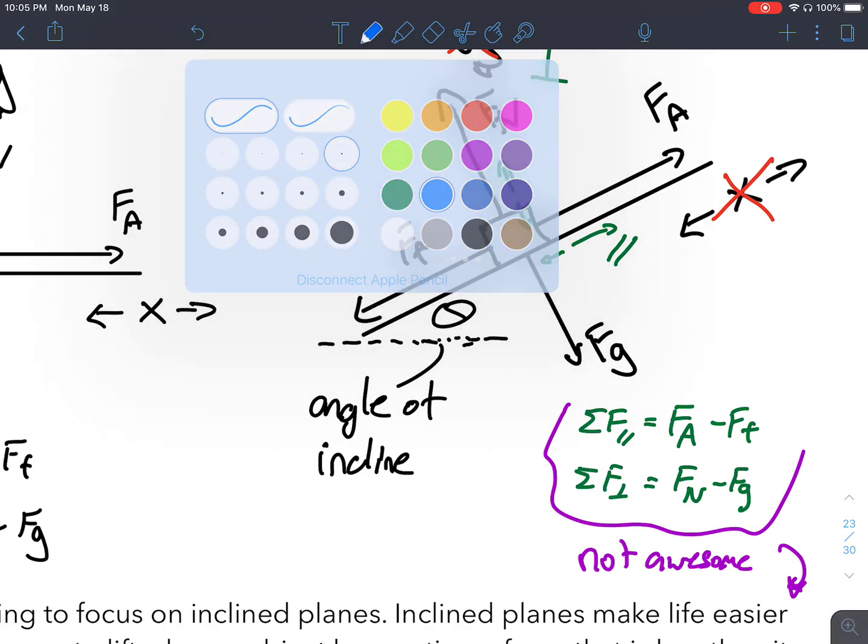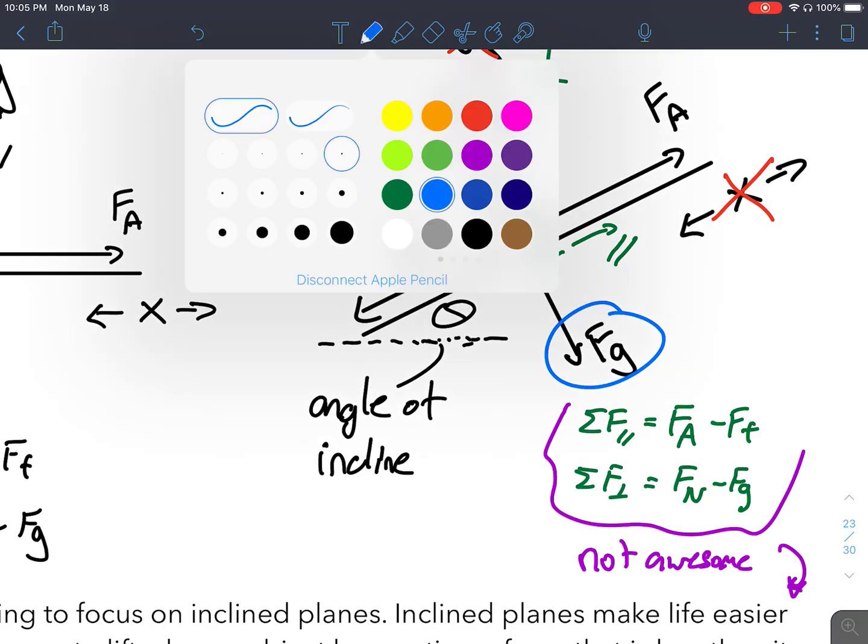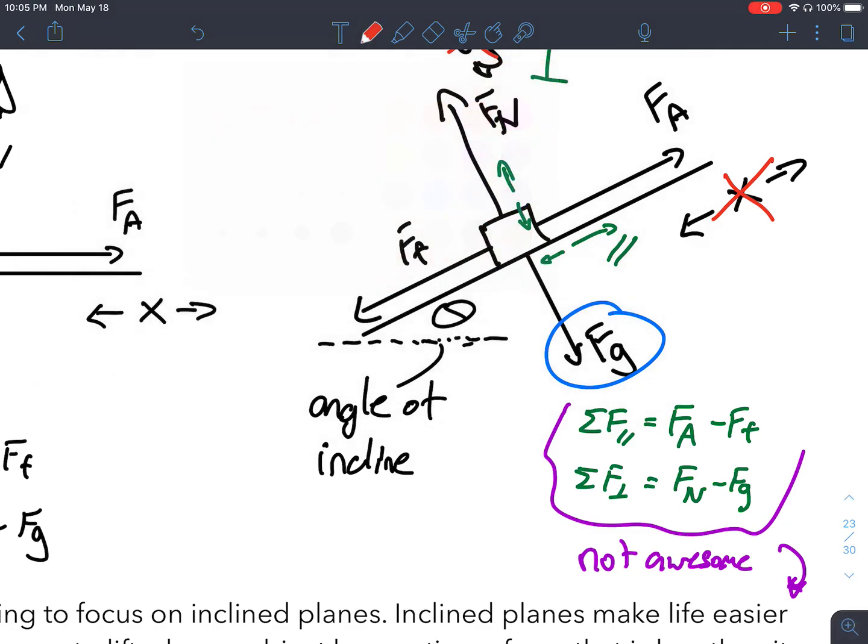Because what happens is this force of gravity is no longer straight down. If you think about the force of gravity, that is the force hanging straight down, which means our new force of gravity is actually going straight down like this. That is what the new force of gravity is compared to the old flat ground. So we don't actually like this old force of gravity anymore.